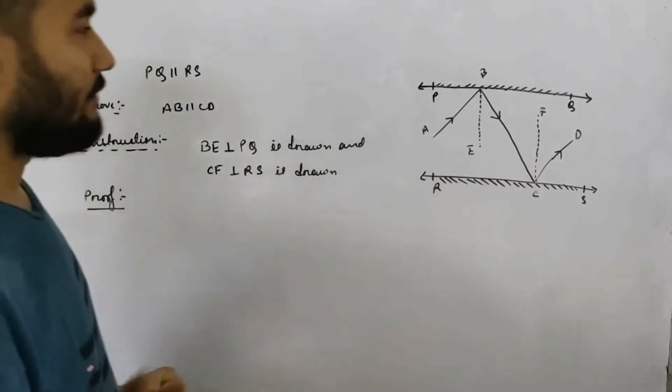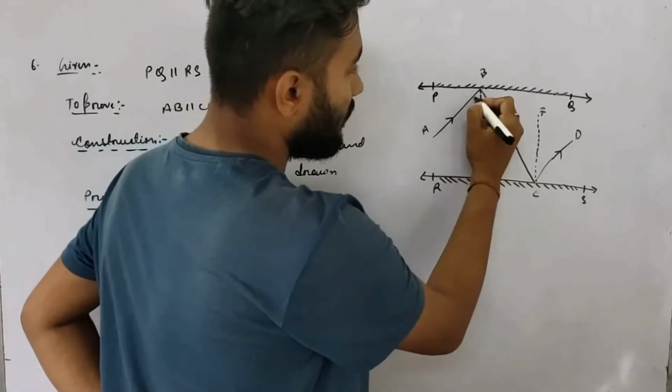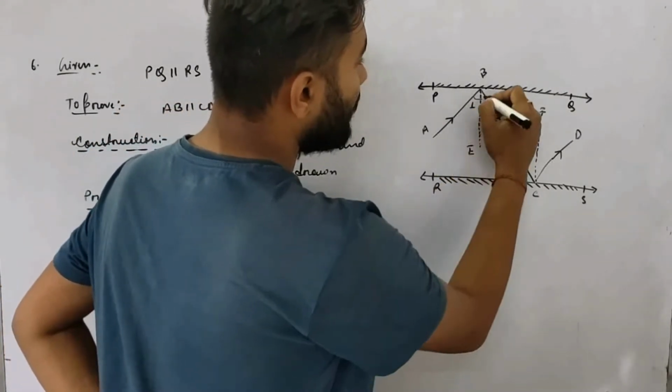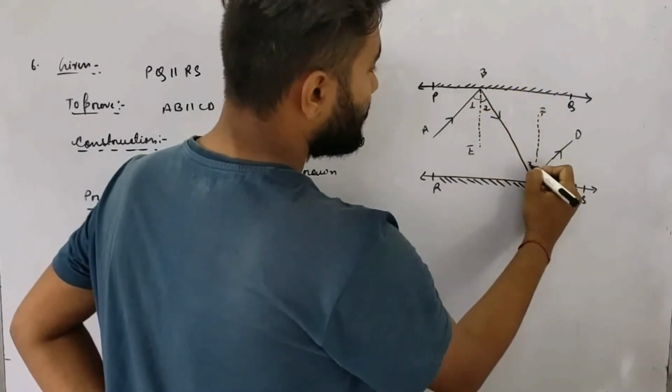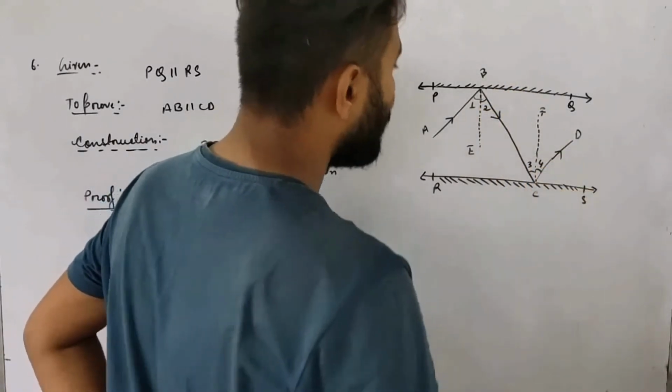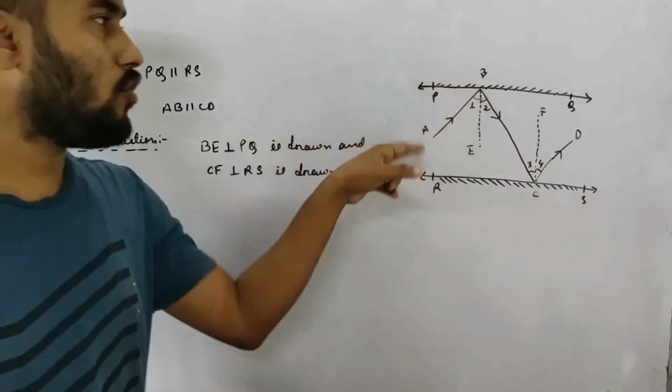Okay, say give the name of this angle. Then it will become a little bit easier to understand for everyone. Say I will name this angle as 1. I will name this angle as 2. I will name this angle as 3. I will name this angle as 4. Then it will be a little bit easy to understand. Or else we have to write so many angle names.